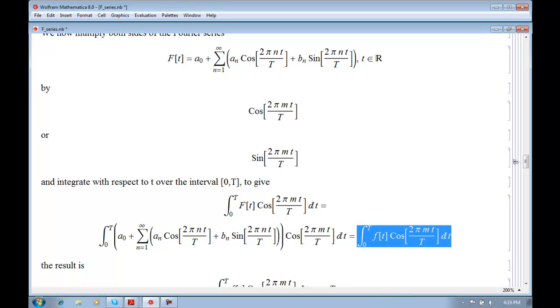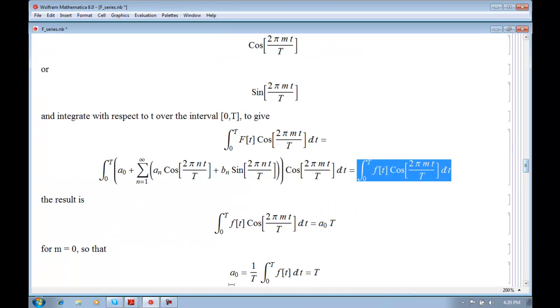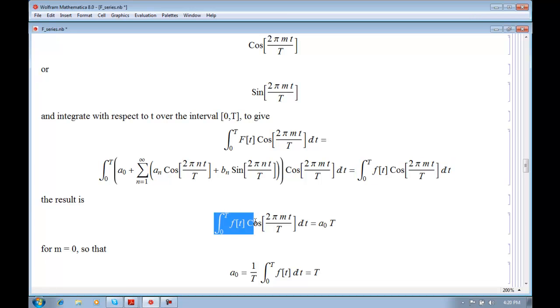So the result is that when n equals 0, or m equals 0, a0 times T is equal to this integral, so a0 is equal to this.